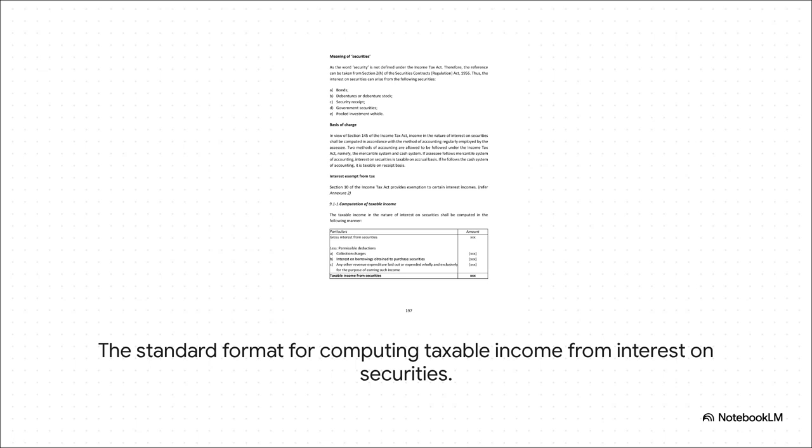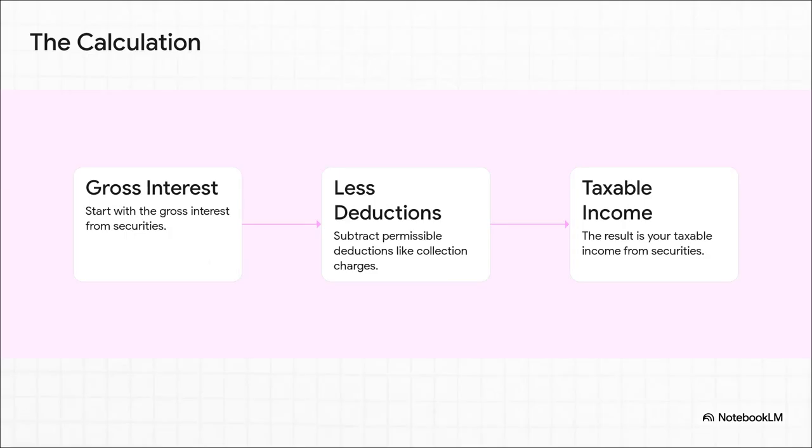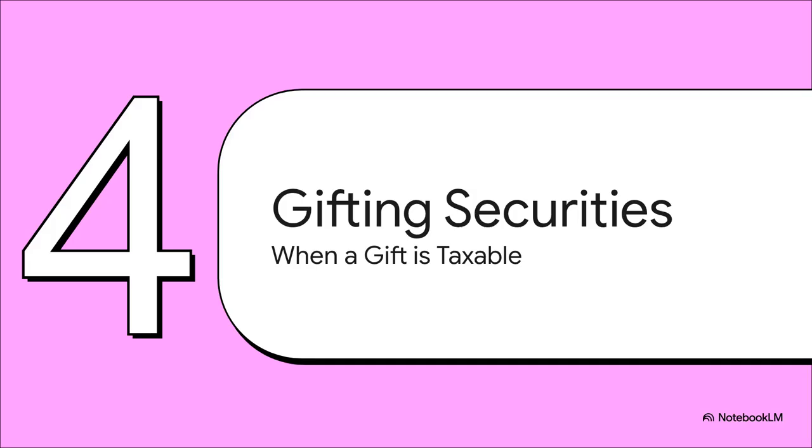Now let's break it down step by step. It's really just a simple three-step journey. First, you add up all the interest you received. That's your gross interest. Step 2, and this is super important, is you get to subtract any expenses you had purely to earn that income. This could be something like a collection charge your bank took, or maybe even interest you paid on a loan you took out specifically to buy those securities. Whatever's left after that is your net taxable income. Simple.